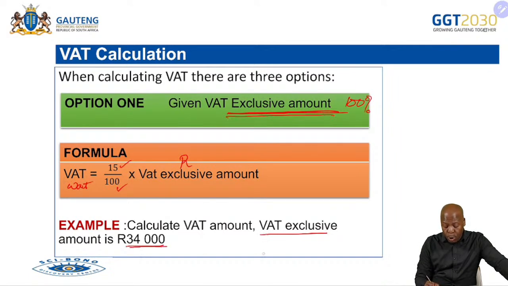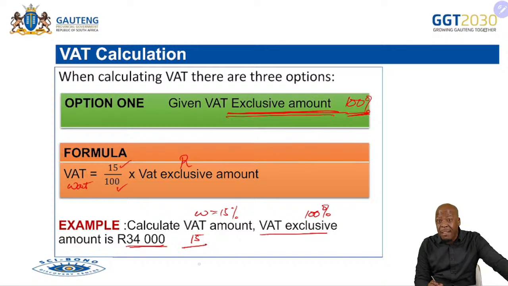It says calculate the VAT amount, and then they gave us a VAT exclusive amount of 34,000. So remember always what is it that you want. Here we want the VAT amount. We are given the VAT exclusive, and we agreed that VAT exclusive is 100%. So what I want, which is VAT, remember VAT is always 15%. So I'm going to say what I want is 15.